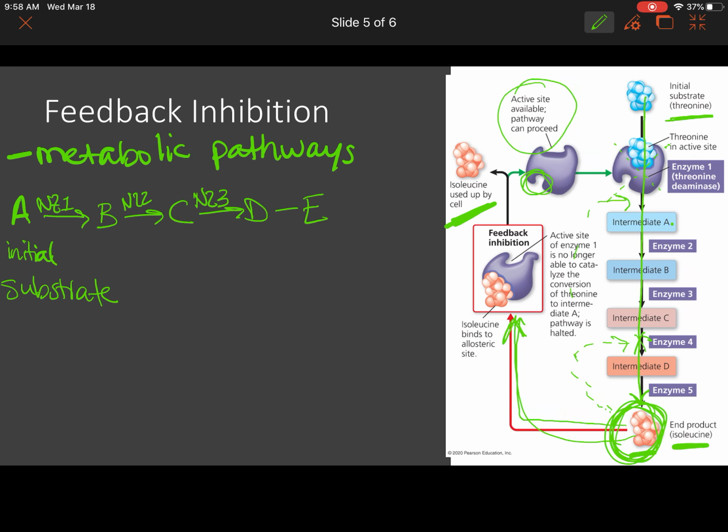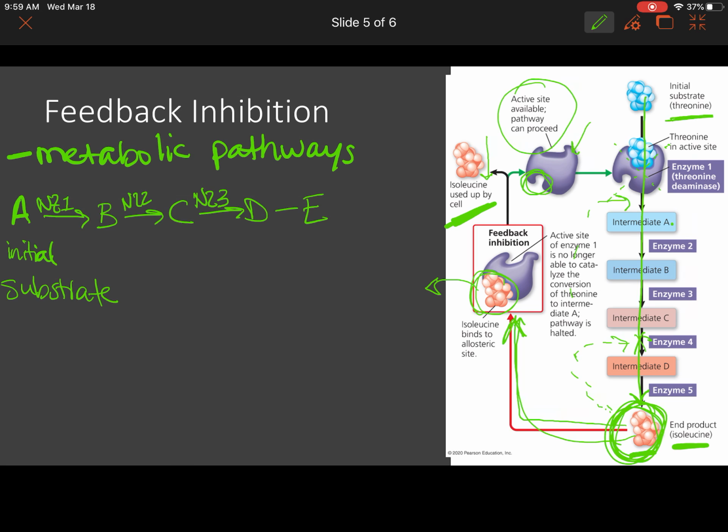Okay, and again, that's reversible. So when the concentration of isoleucine goes down, these isoleucines that are bound as inhibitors are going to come off. The enzyme is now back to its normal state. If threonine is available, threonine can now bind the active site and the pathway is open again. When isoleucine builds up to a high enough concentration, it's going to shut the pathway down again.